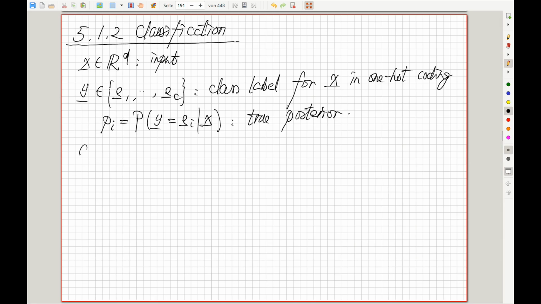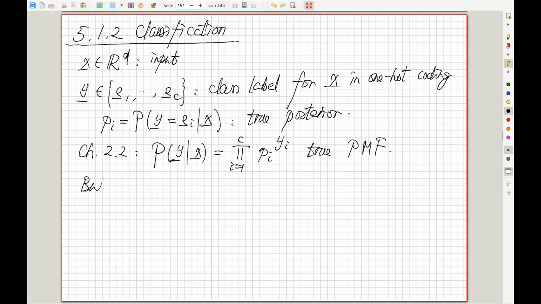And in our chapter 2.2, by using the one-hot coding, we could formulate our true class-conditional probability mass function to be the product of pi to the power of yi over C classes, right? This is actually our true probability mass function. But in real-life applications, we don't know the individual probabilities, they are unknown. We have to estimate these probabilities.